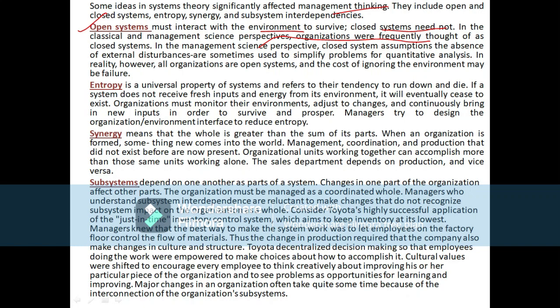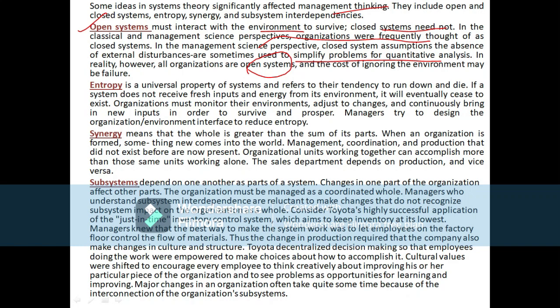The absence of external disturbances is sometimes used to simplify problems for quantitative analysis. In reality, all organizations are open systems, and the cost of ignoring the environment may be failure. If we ignore the external environment, definitely failure will be seen. Why? Because the internal aspects of the organization depend upon changes in the external environment. So interaction with the environment is very important. An open system should be there. Under systems theory, it gives importance to the open system, not the closed system.